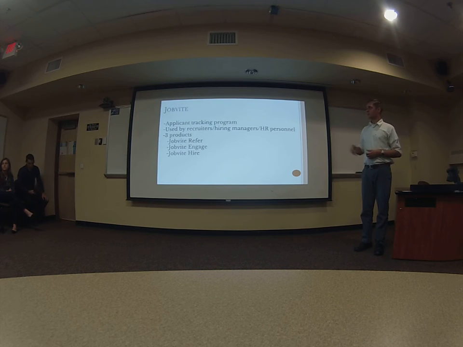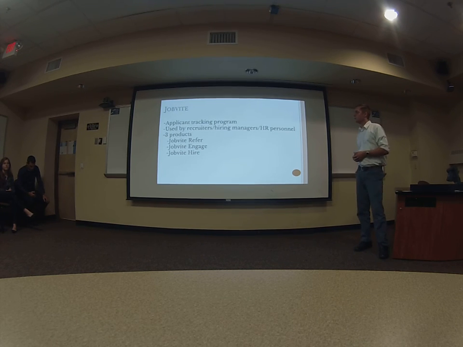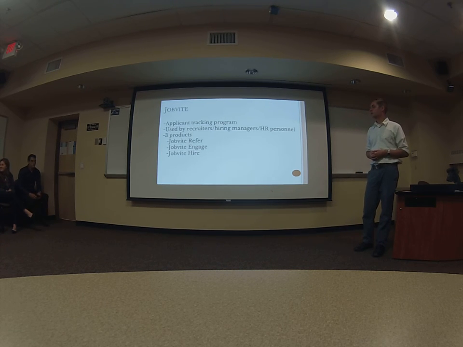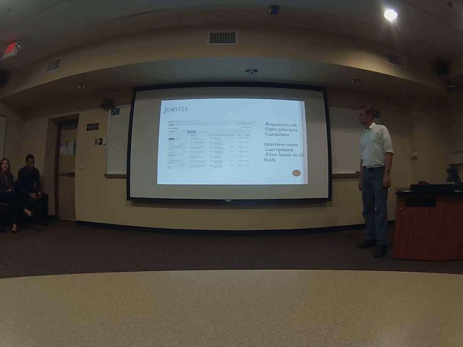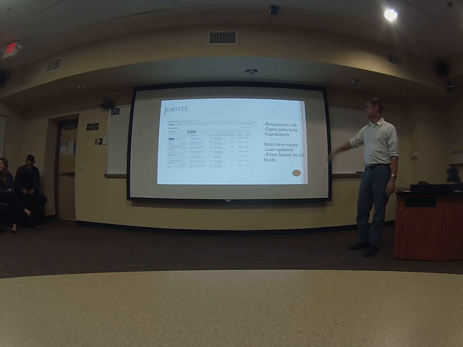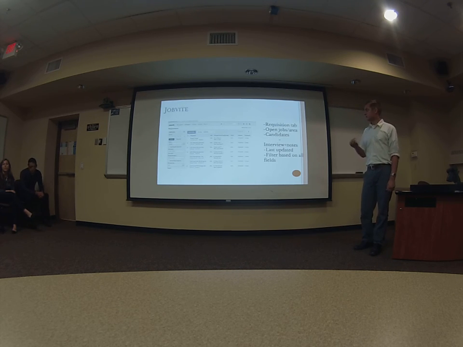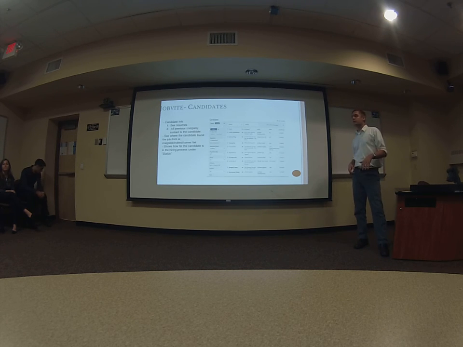So JobVite is an applicant tracking program used by recruiters, hiring managers, and HR personnel. And there's 3 aspects to it: JobVite Refer, JobVite Engage, and JobVite Hire. So this is what a rec sheet looks like on JobVite. Through this, you could see what jobs are open, what areas of the country they're open to. You could also see candidates and their interview, and then notes you take during their interview. And you can see when this was last updated, and then you could filter based on those categories.